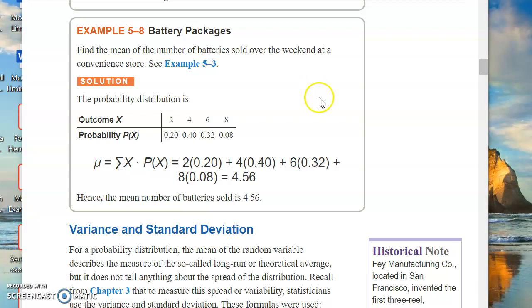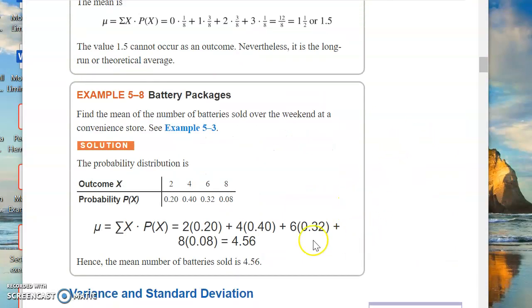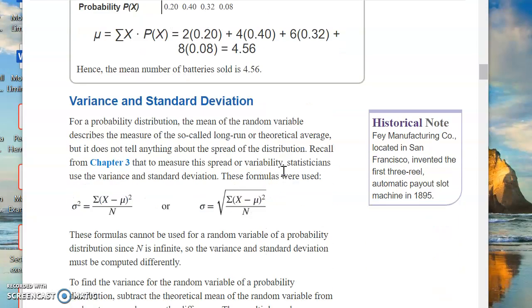Okay, so that's all I know about the mean. This is how you figure out the theoretical mean for a discrete probability distribution. When we get to the continuous probability distribution, it's going to be a little bit different. But as you can see, it's not as hard as it looks. Once you do a couple of examples, that formula should not intimidate you.